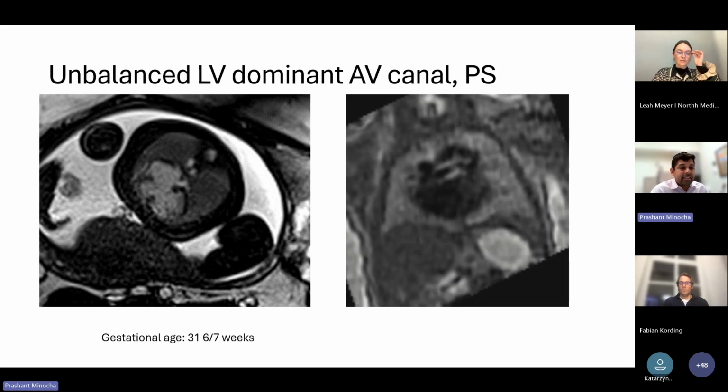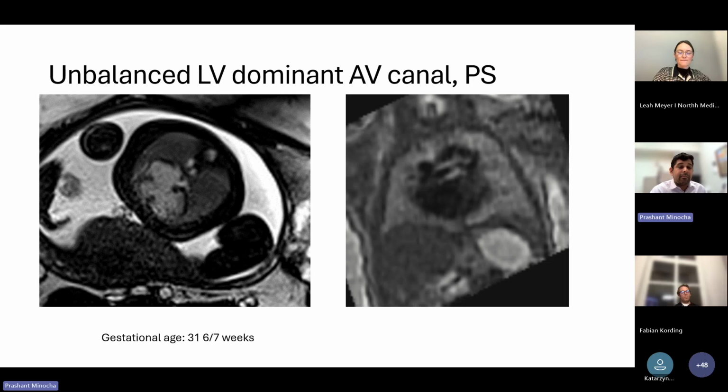Here is another case of an unbalanced LV dominant AV canal with pulmonary stenosis. This was at about 32 weeks gestation. Here in this apical 4-chamber or horizontal long axis image, you could see the dilated LV, or larger LV, with a smaller right ventricle. There was concern by fetal echo that there could be a coarctation as well in this patient.